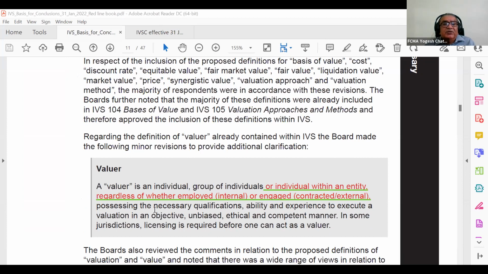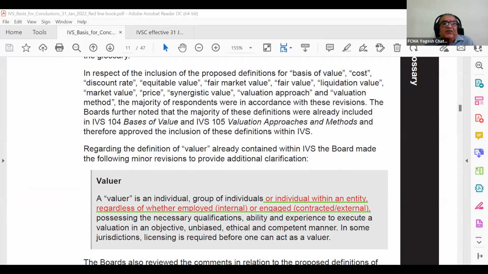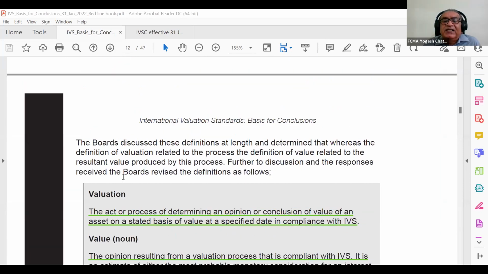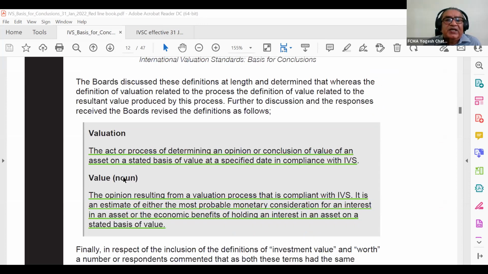Now valuation, what is the definition of valuation? Value, this new addition, it is very important.